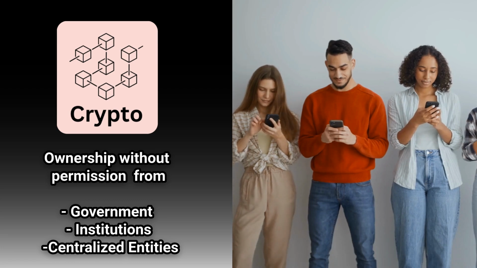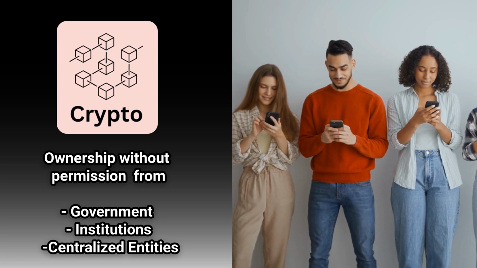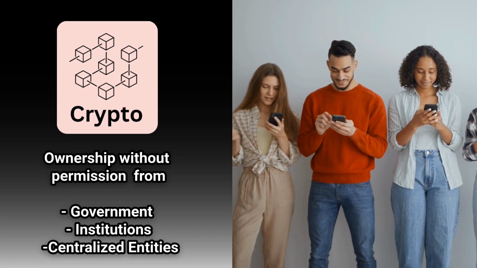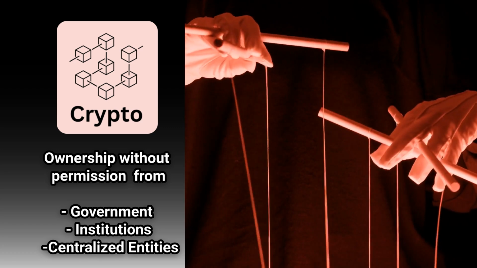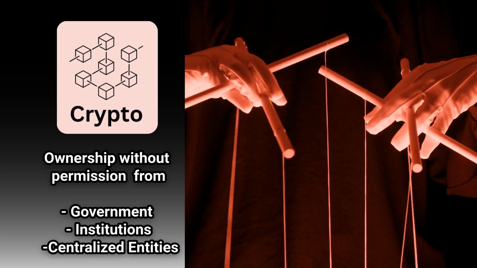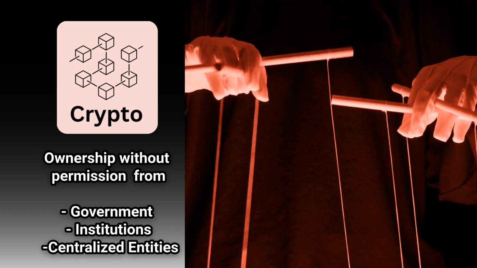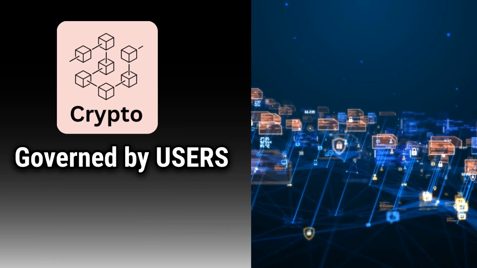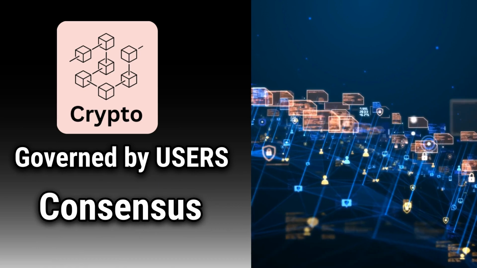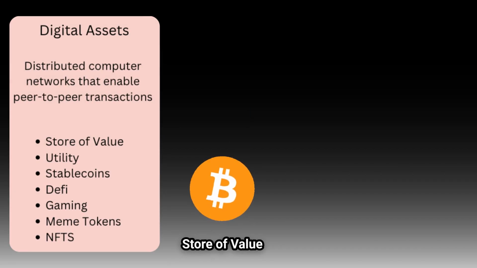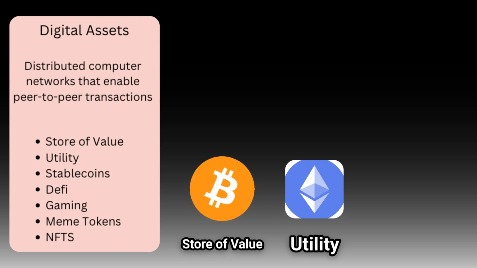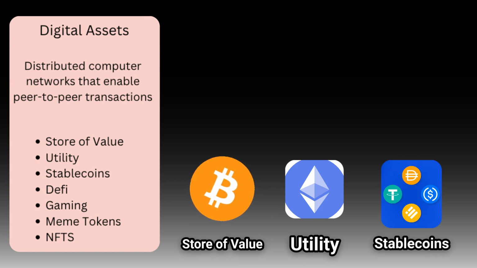Users can gain ownership of these networks without permission of institutions, governments, or centralized entities. Now, traditional networks are governed by a handful of non-elected shareholders or elected board members. However, crypto networks are governed by the users of the network, and we call this consensus. Bitcoin is a store of value network. Ethereum is a utility network. You also have stablecoins that track the value of the US dollar.